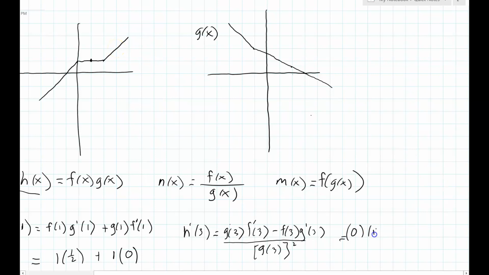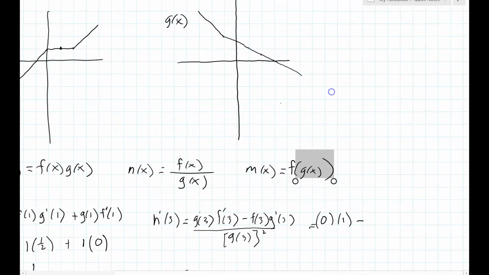Sweet. F prime of 3, that would be right there, which would be 1. Of course, it's multiplied by 0, so it doesn't really matter, but I'm going to put it anyway so we can see it. F of 3, that would be 2. And we're going to multiply that by the g prime of 3. Well, g prime of 3, that would be the derivative right there, which is the slope, which would be 1/2, all over g of 3 squared.